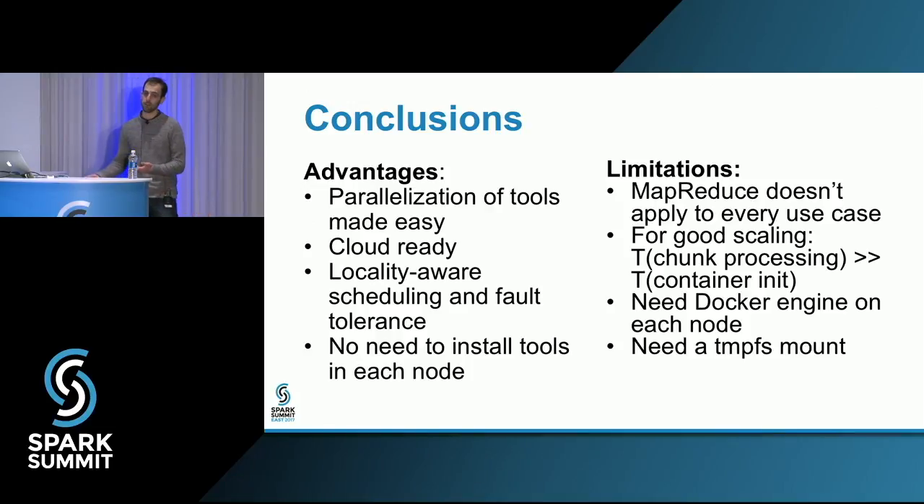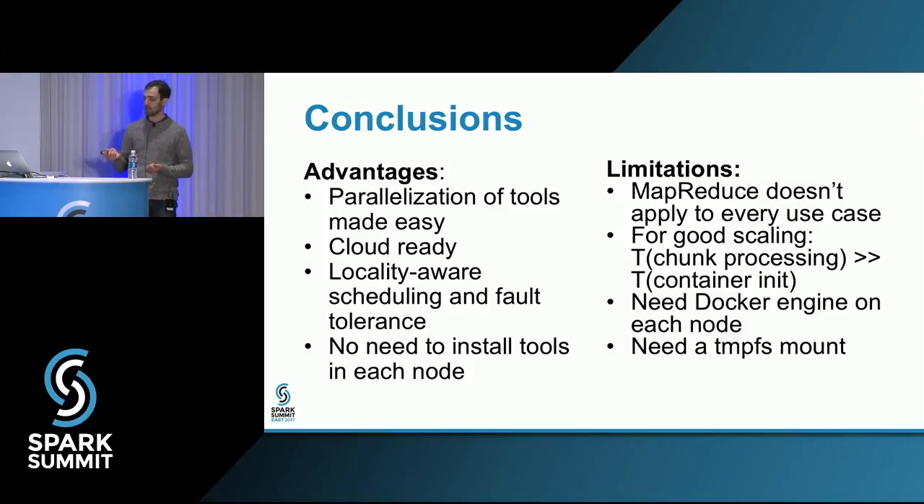But there are some limitations as well. So MapReduce doesn't apply to every use case. So if you can't do this trick that I've been doing here with the commutative and associative scoring, then you can't do this. You can't use this EasyMapReduce. And if you want to have decent scaling performance, you need the time of the chunk processing to be bigger than the container initialization. And this can be achieved in many different ways.